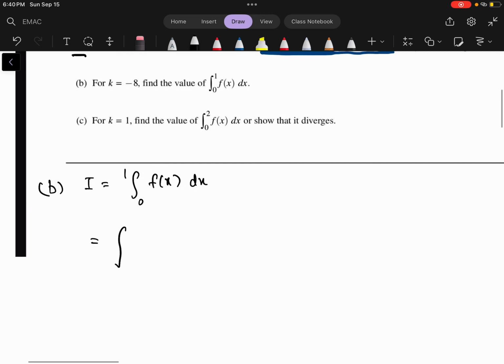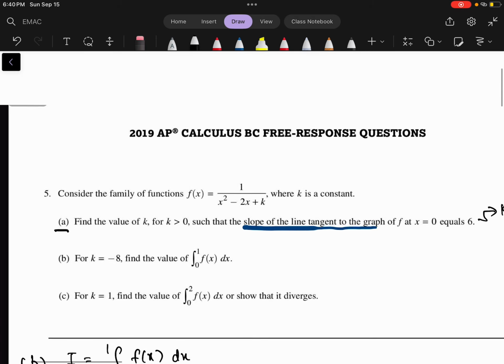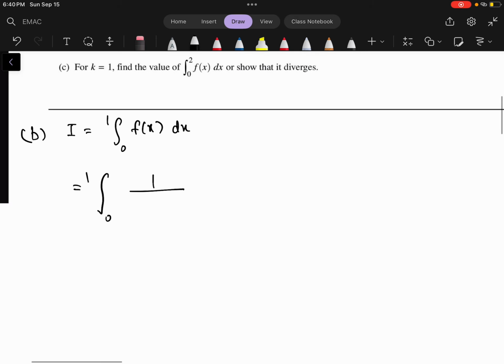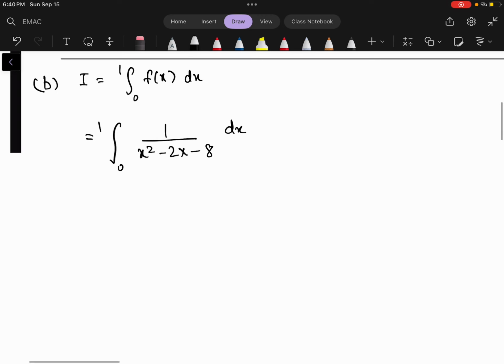So f of x, where k is equal to -8, is x squared minus 2x plus k. Okay, x squared minus 2x. Since it's -8, this is going to be -8. Okay, so we're going to go about integrating this using partial fractions.